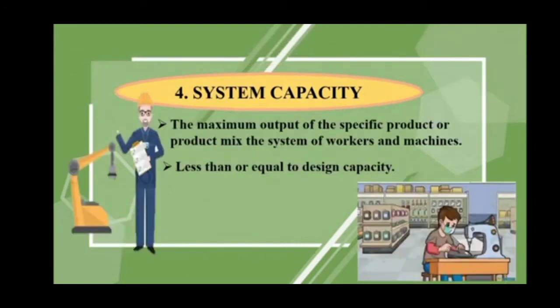System capacity. It is the maximum output of the specific product or product mix the system of worker and machine is capable of producing as an integrated whole. System capacity is less than design capacity or at the most equal because of the limitation of product mix, quality, specification, or breakdowns. The actual is even less because of many factors affecting the output, such as actual demand, downtime due to machine or equipment failure, or unauthorized absenteeism.